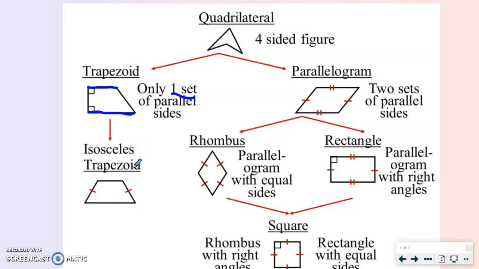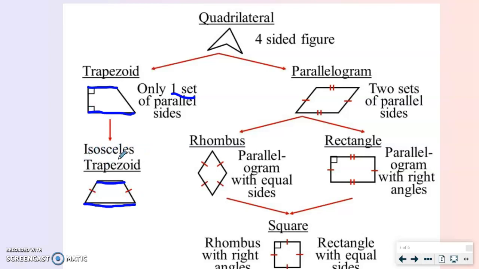And then a special type of trapezoid is an isosceles trapezoid. And all that means is that the non-parallel sides are the same length. So it still has the one set of parallel sides, still the top and bottom. Typically, you'll find the top and bottom of the trapezoid are the parallel sides. But then these sides are equal. So that would be isosceles.